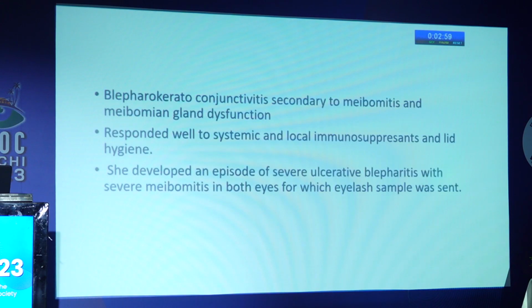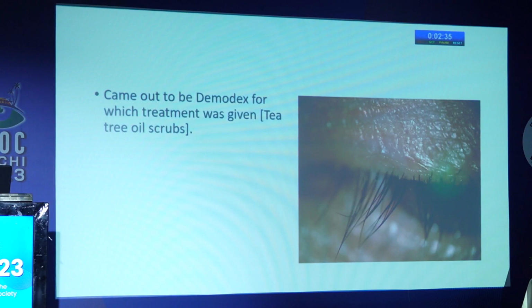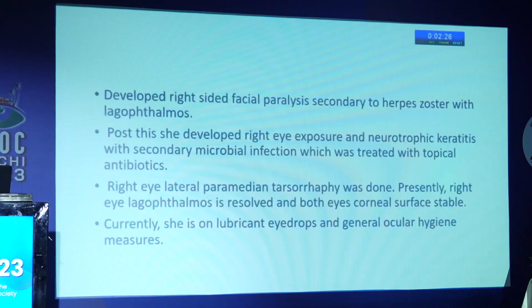But later she again developed blepharokeratoconjunctivitis secondary to meibomitis and meibomian gland dysfunction, which again responded well to the systemic and local immunosuppressants and lid hygiene measures. Then she developed an episode of severe ulcerative blepharitis with severe meibomitis in both eyes. Since this was recurring, we sent her eyelash samples for microscopy, and it came out to be Demodex, for which we gave her tea tree oil scrubs, and at the same time her immunosuppressants were continued.